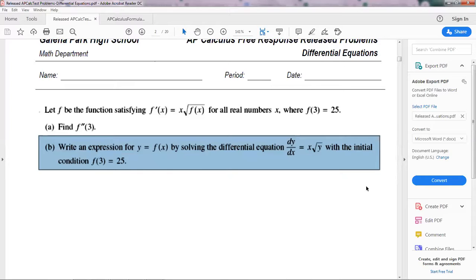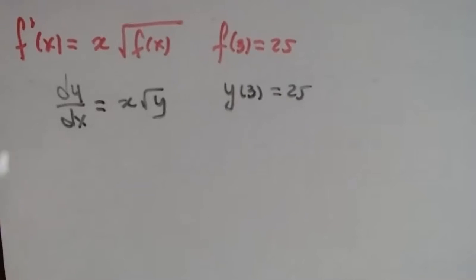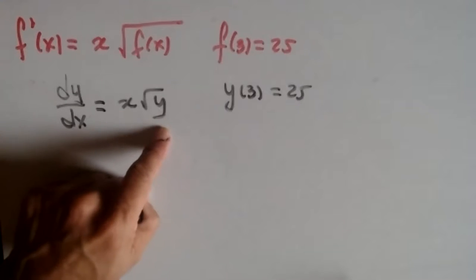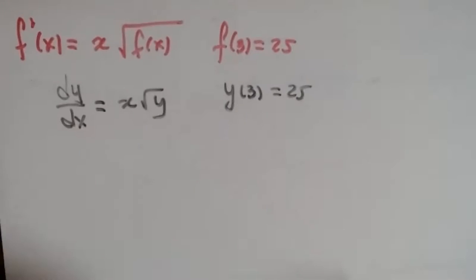So this is dy/dx equals x square root of y, y of 3 equals 25. This is what I put on my board, correct? So from this equation, we did this one. The y is the f. So y dx equals x dy, square root of y. And this is the initial condition, correct?